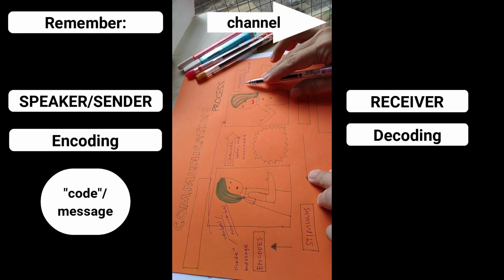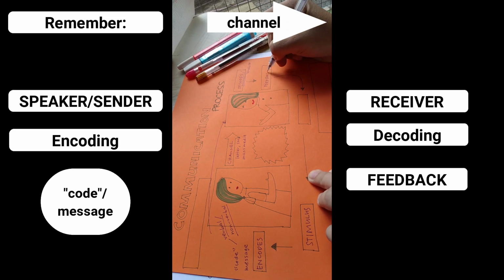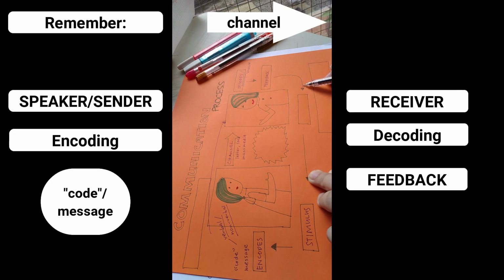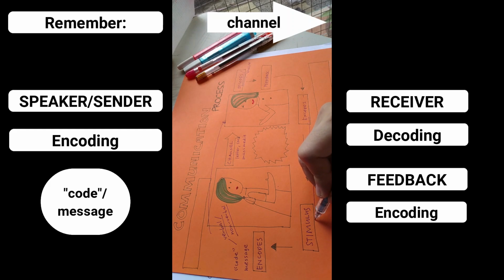Her response will then be called feedback, which is according to how she understood the message. And in this case, the receiver now becomes the sender of a new message. This message is now transmitted back to the original sender, and so she encodes it into something sensible so that this becomes another stimulus to the receiver now, who was our sender earlier.